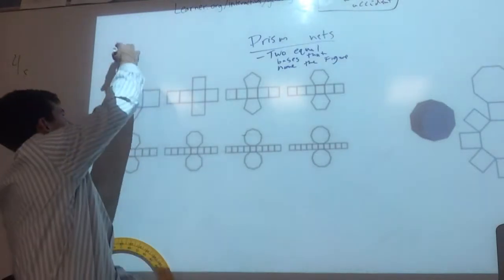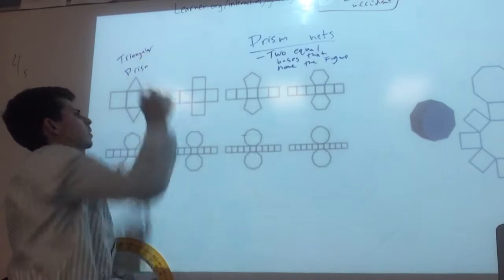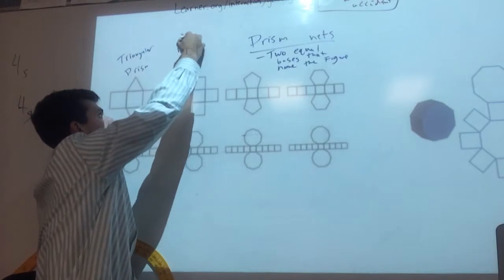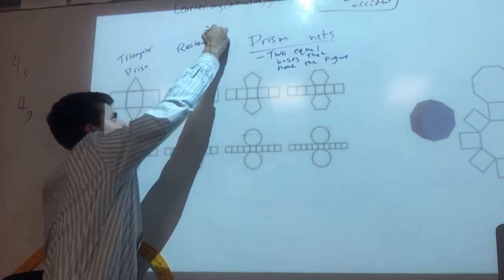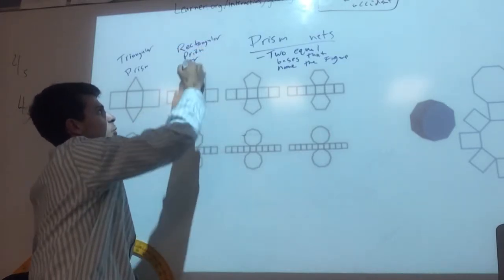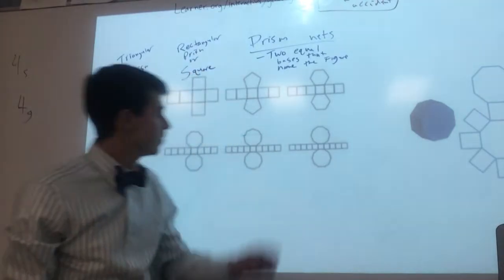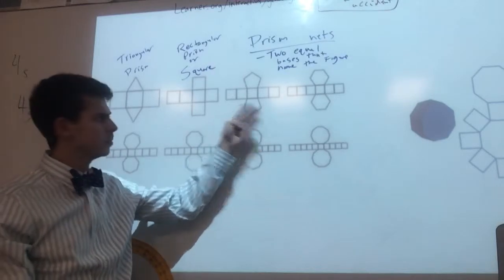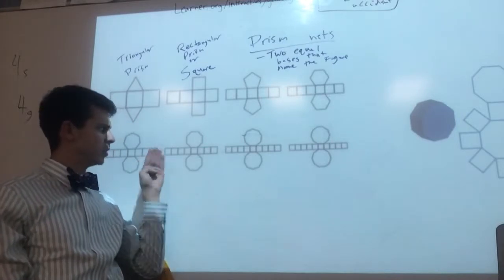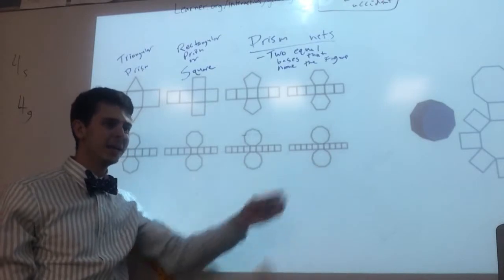This right here is a triangular prism. This one right here could be a rectangular prism. Or it looks like this is a square. A square is technically a rectangular prism. Here this would be a pentagonal prism, hexagonal prism, 7 heptagonal prism, octagonal prism, enneagonal prism, and 10 is a decagonal prism.